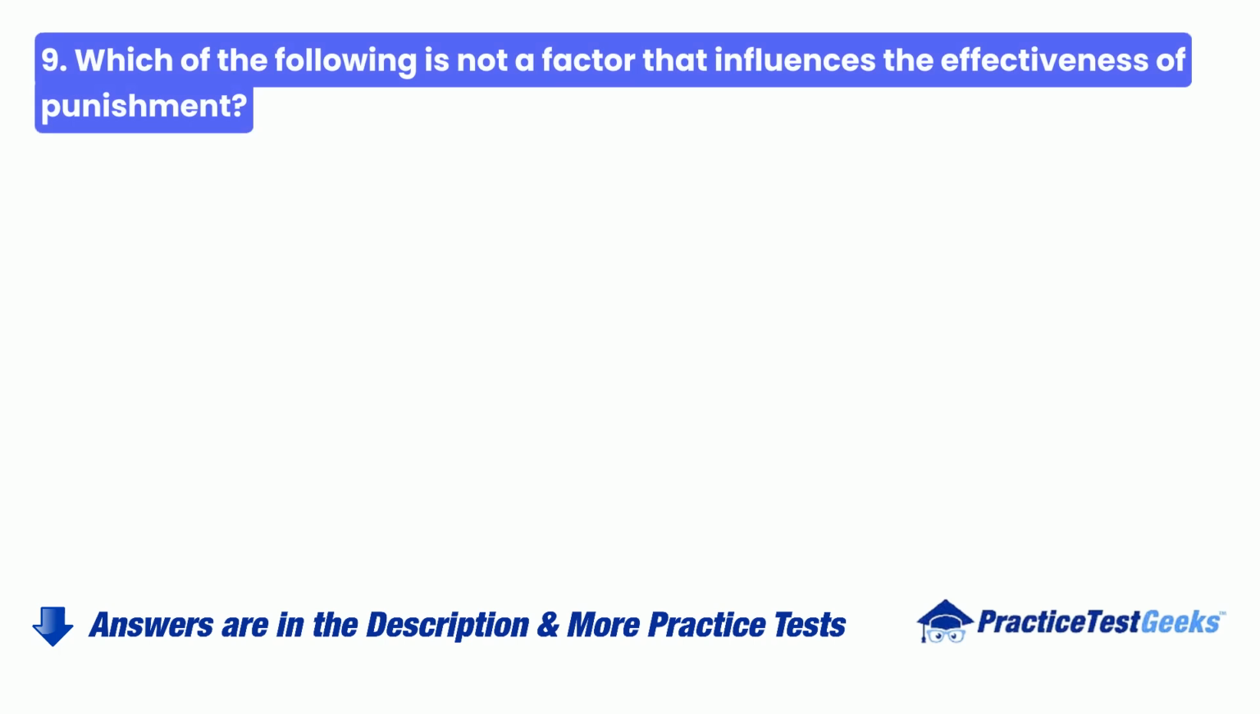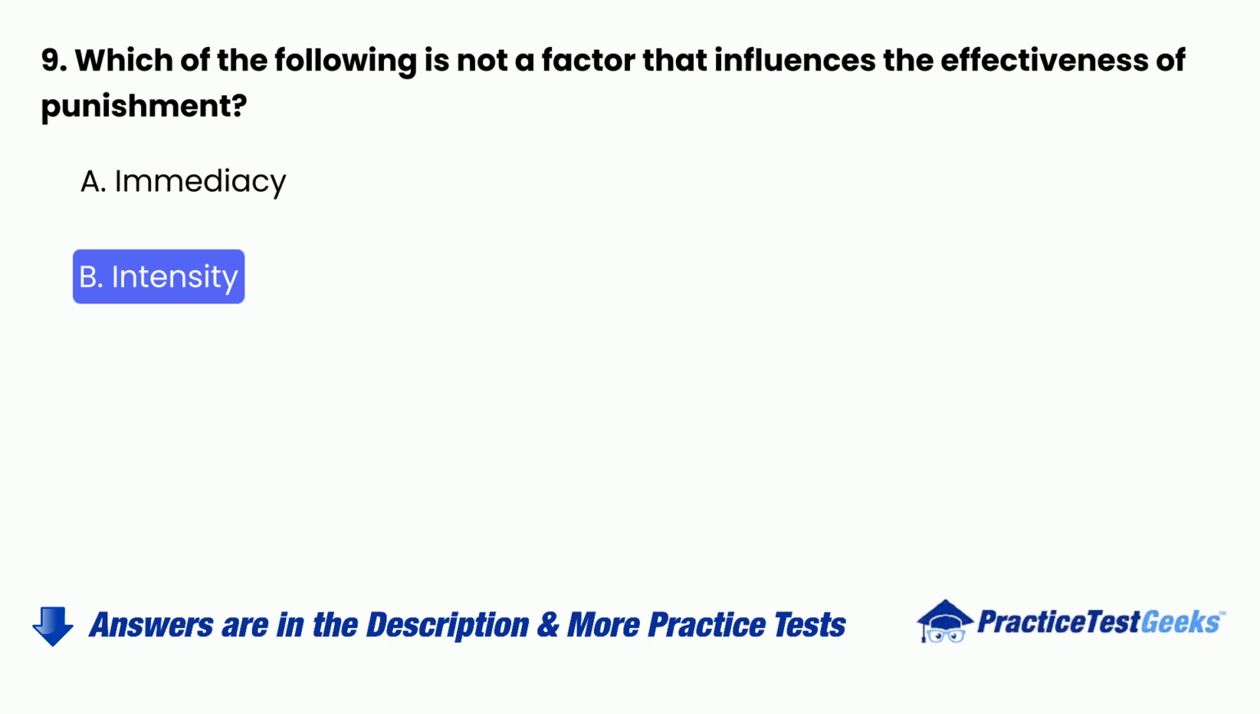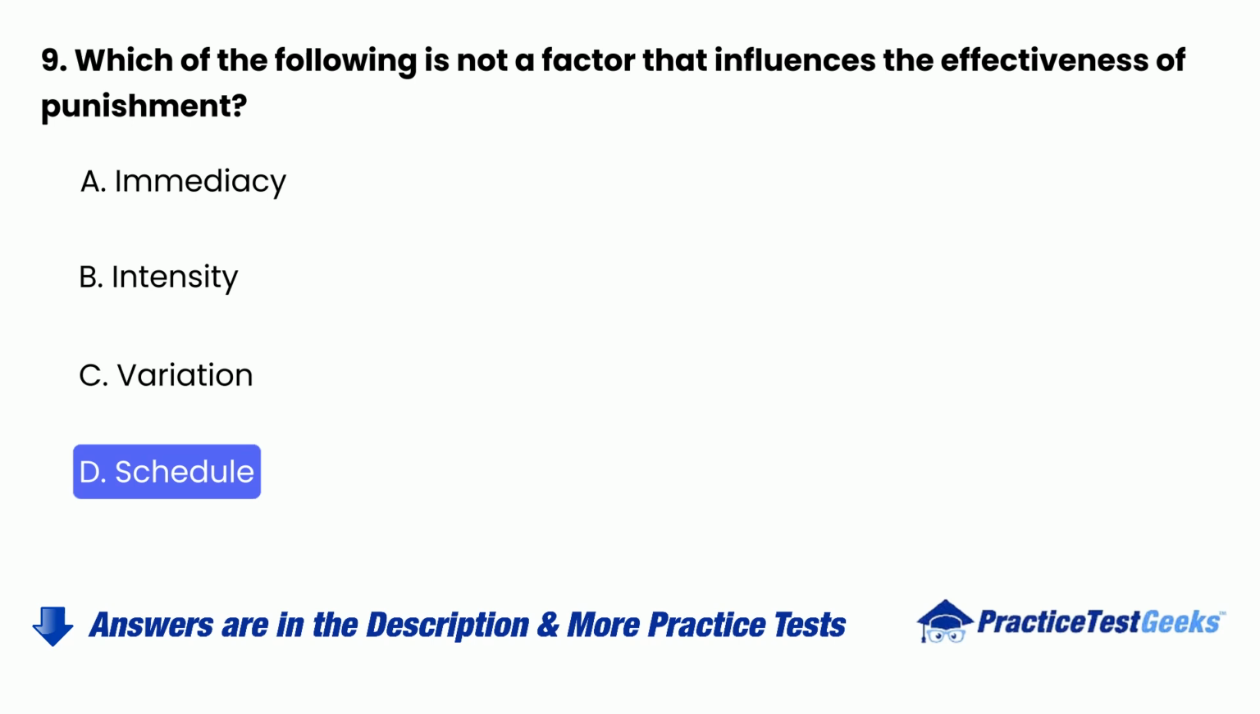9. Which of the following is not a factor that influences the effectiveness of punishment? A. Immediacy. B. Intensity. C. Variation. D. Schedule.